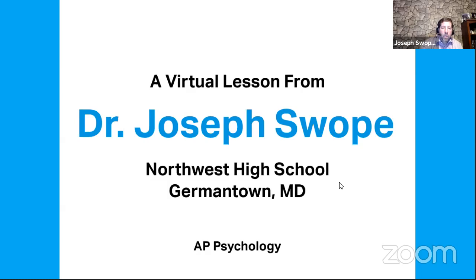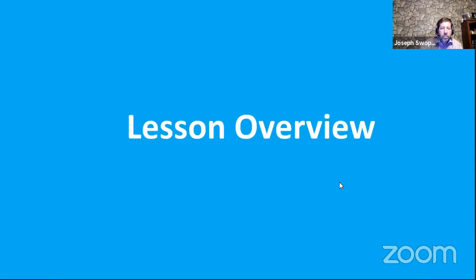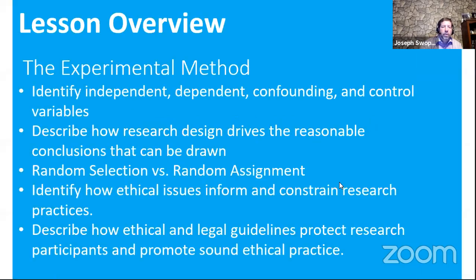So let's kind of go. We've got a lot of stuff to hit today in a little bit of time. So our lesson overview is going to be the experimental method. You remember yesterday we talked about other research methods. Today we're going to dig deep into the experimental methods, and we got a couple things to hit today. Independent, dependent, and confounding variables. Okay, and control. What does that mean?